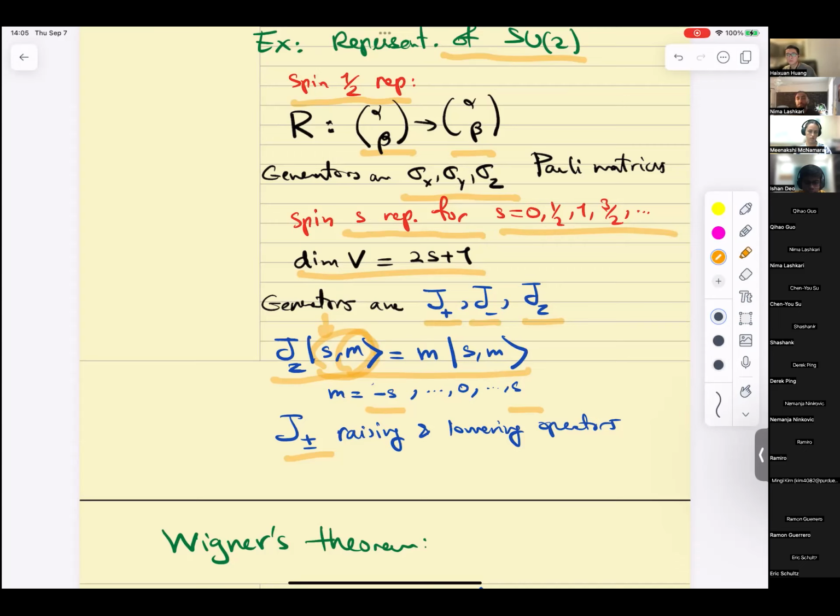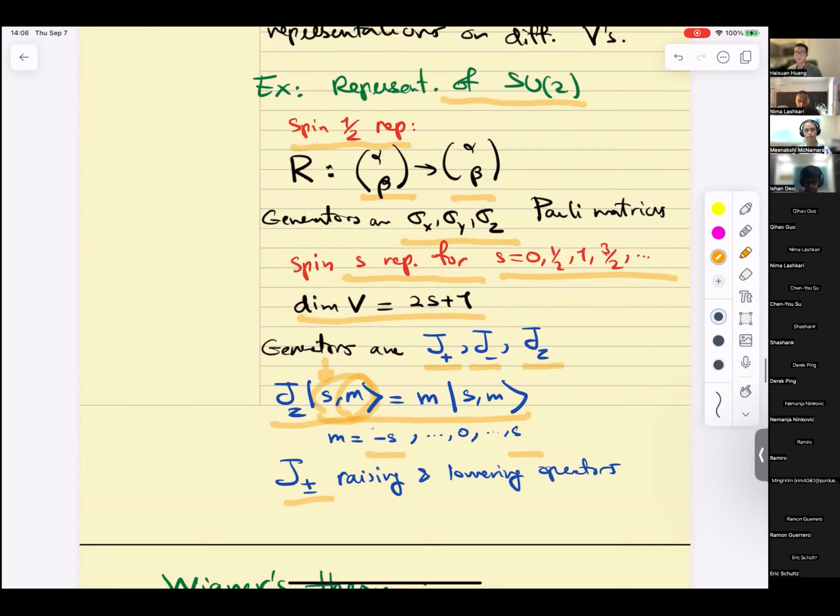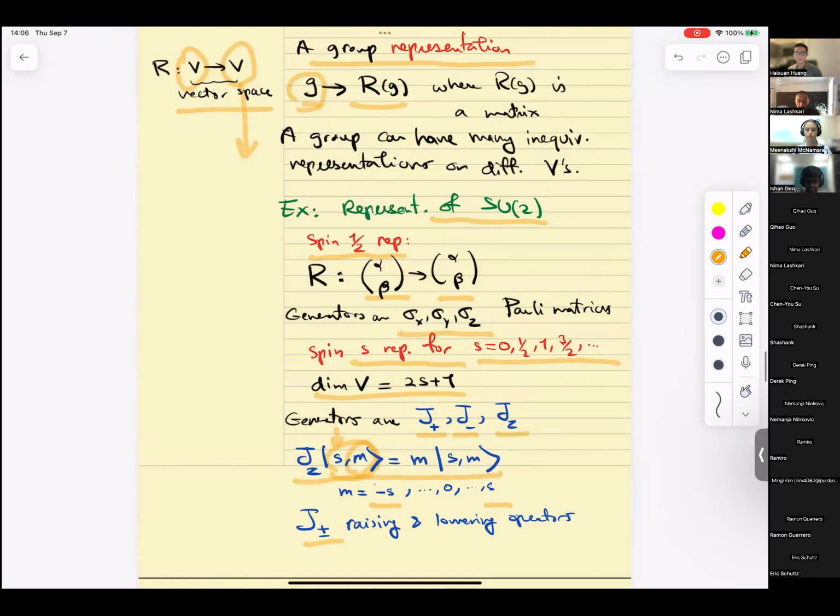If you're not very comfortable with this, I remind you the Y_lms of quantum mechanics are precisely different dimensional representations of the group SO3. So when you solved the hydrogen atom, those Y_lms, the spherical harmonics you found, these were various dimensional representations of the same group, SO3, rotations of the sphere. All right, is this idea clear?